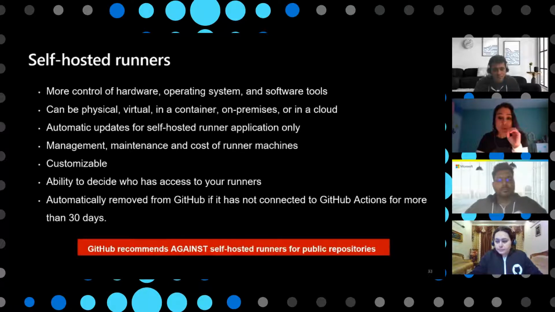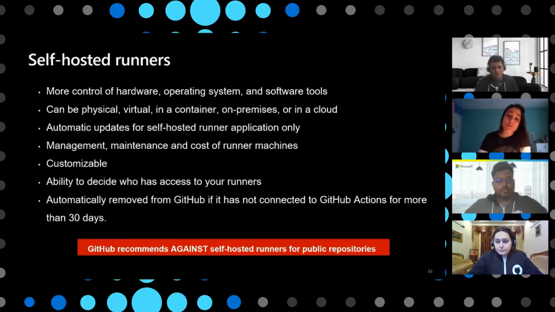A self-hosted runner is a server hosted by the user in the cloud or on-premise. The only thing needed is that the GitHub Actions runner application needs to be installed on it. Through this application, the self-hosted runner polls GitHub to retrieve application updates and to check if any jobs are queued for processing. So self-hosted runners offer more control of hardware, operating system, and software tools.